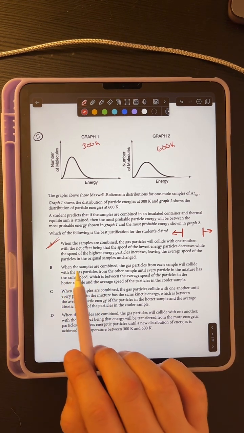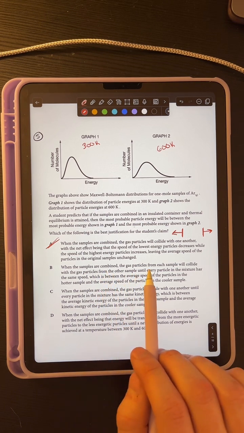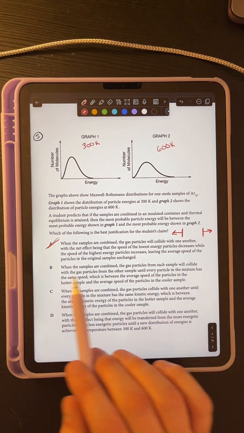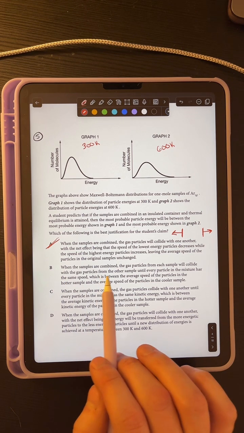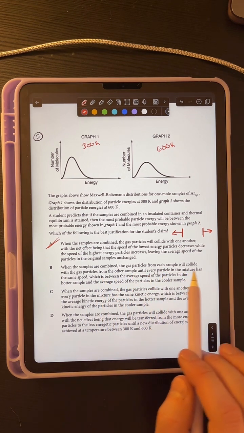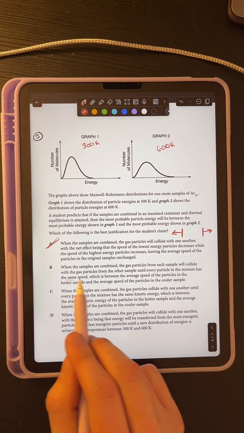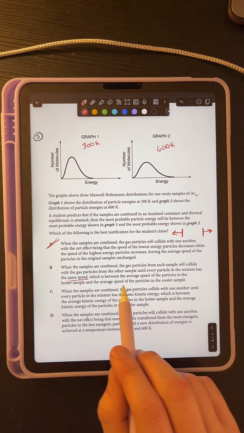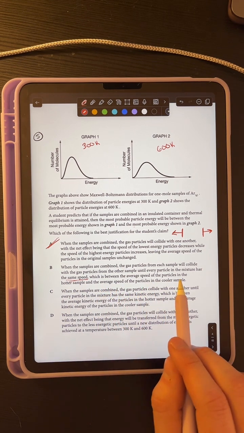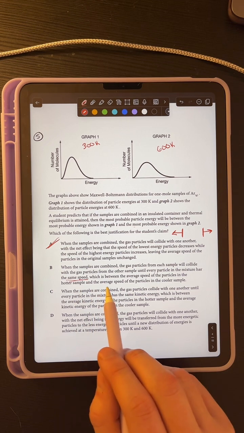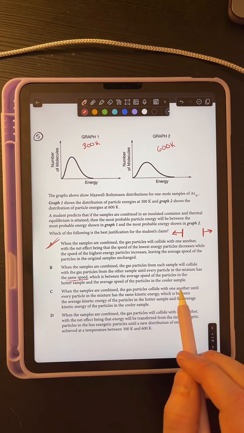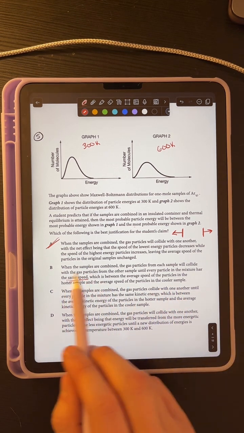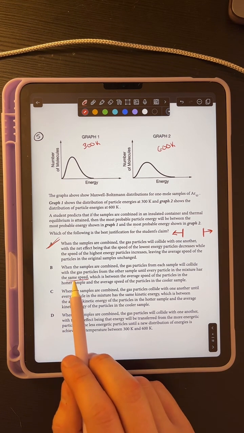Letter B. When the samples are combined, the gas particles from each sample will collide, still true, with the gas particles from the other sample until every particle in the mixture has the same speed, which is between the average speed of the particles in the hotter sample and the average speed of the particles in the cooler sample. This is the key phrase here, same speed.